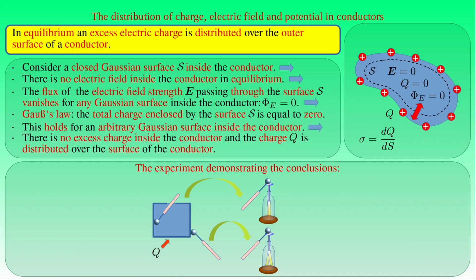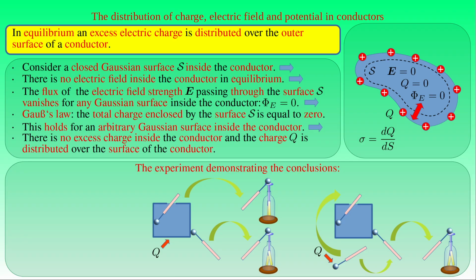In the second experiment, we give some electric charge to the metal sphere and bring it into contact with the outer surface of the electrically neutral metal box. Then we touch the plate of the electroscope with the metal sphere and the electroscope will show that the sphere remained charged. However, if we bring the charged metal sphere into contact with the inner surface of the electrically neutral metal box, then the electroscope will indicate that the metal sphere became neutral, that is, it lost all the charge.